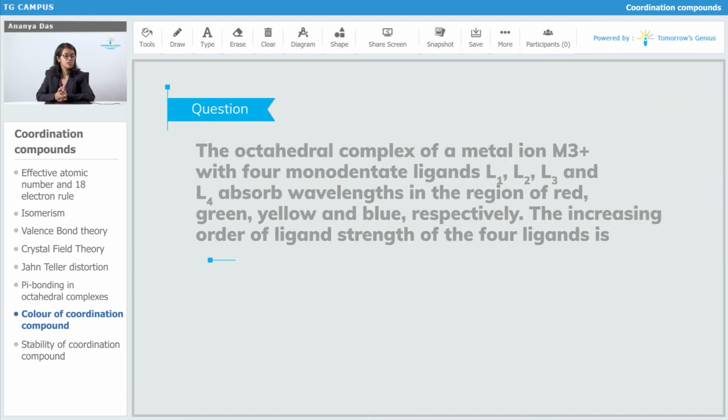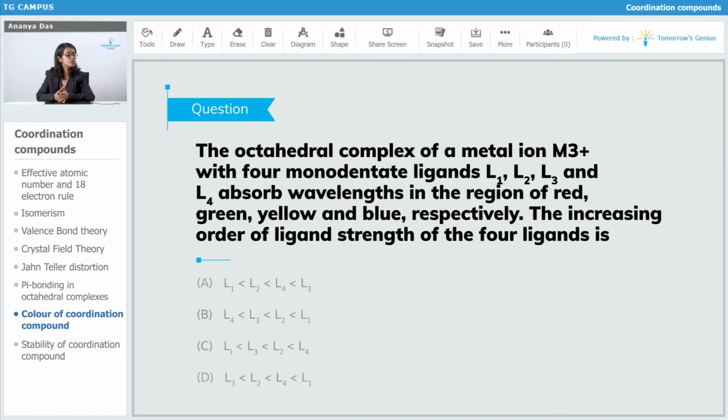The next question is a bit lengthy question. This question is saying that the octahedral complex of a metal ion M3+ with 4 monodentate ligands, that is L1, L2, L3 and L4, absorb wavelengths in the region of red, green, yellow and blue respectively. The increasing order of the ligand strength of the 4 ligands is.